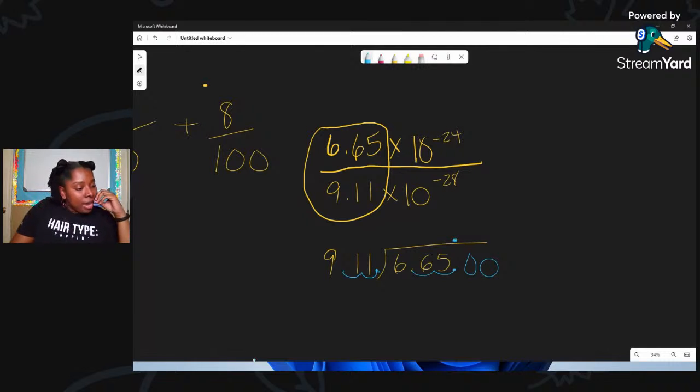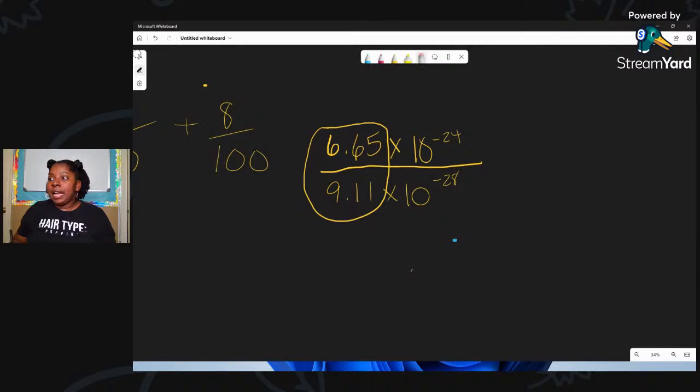Okay. Did it say round at all? Because this is a very long number. So when you divide that, you're going to get 0.72996 and so on, right? We can stop at 7.